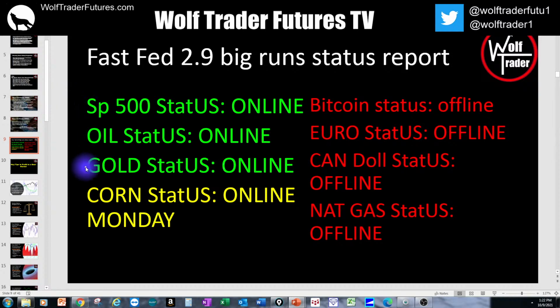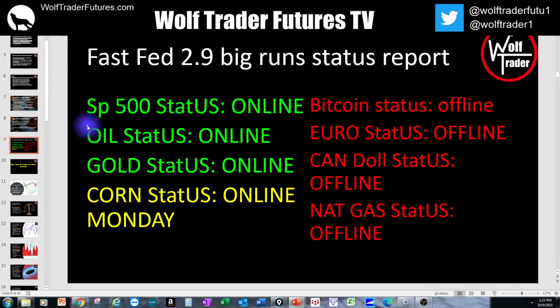So these three are now up and running. Corn is coming Monday, and I'm looking into these other ones over here: Bitcoin, Euro, Canadian dollar, natural gas. So I'm looking into these coming online soon. These are currently offline. This font looks weird. I had a different font before, so that's why it looks kind of strange. But I'm looking to bring these online. But right now, S&P, gold, and oil are online.